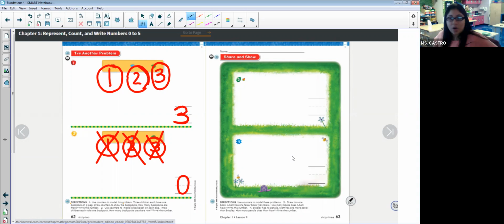So this is why, boys and girls, it's important to show the work because we need to show how we got to 0. We started off with 3 backpacks, but then all the 3 backpacks, the kids took it with them. So we show that by making X's on it. And like Kimora just showed us right now, we are left with none. We're left with 0. 0 is nothing.